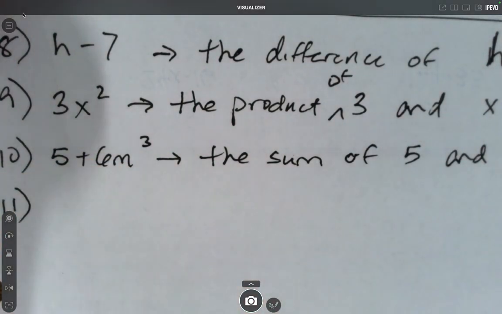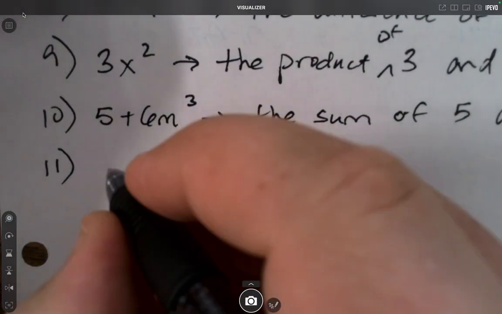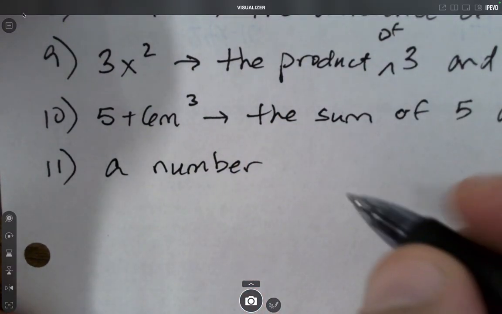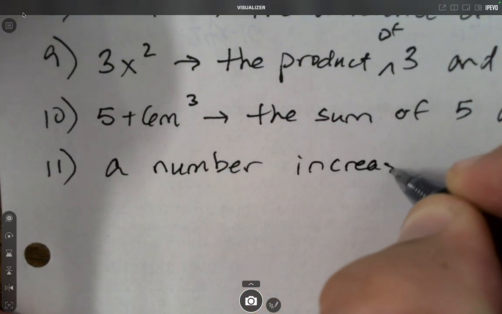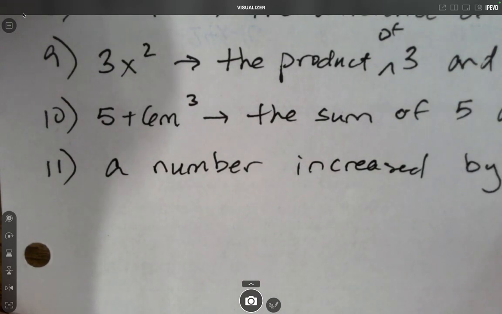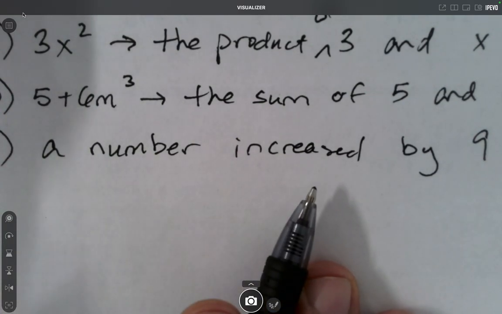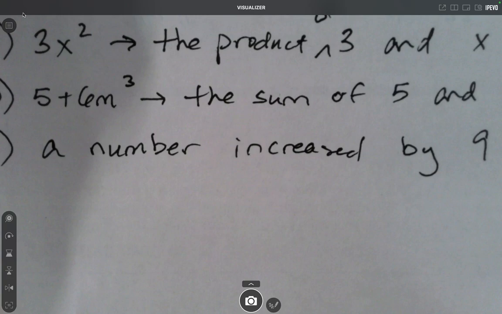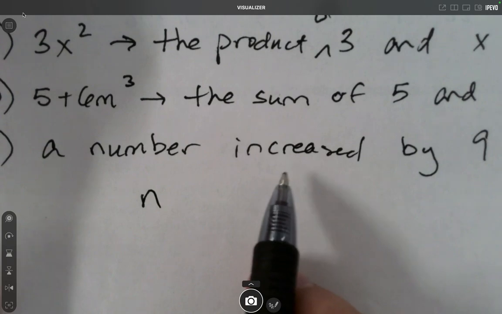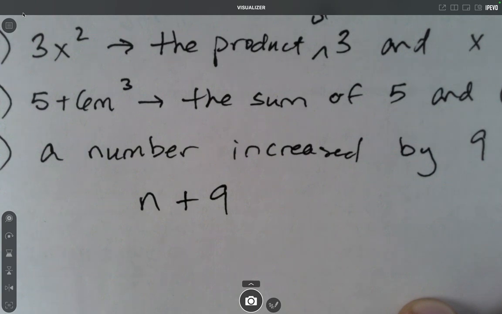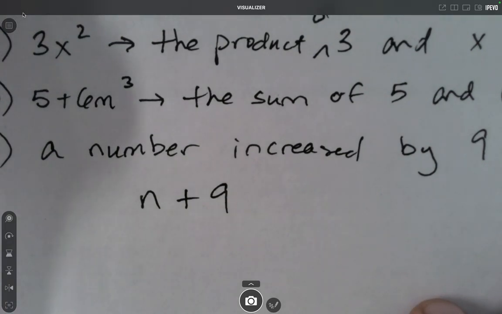Okay, now we're switching gears, going the other direction. They're giving us the sentence this time, or the verbal expression. A number increased by 9. Increased by means plus. A number just means a variable. You're welcome to use x or n or any other variable you want. So a number increased by plus 9. Now, some people are tempted to do multiplication when they see increased by, but you've got to remember, increased by always means addition.